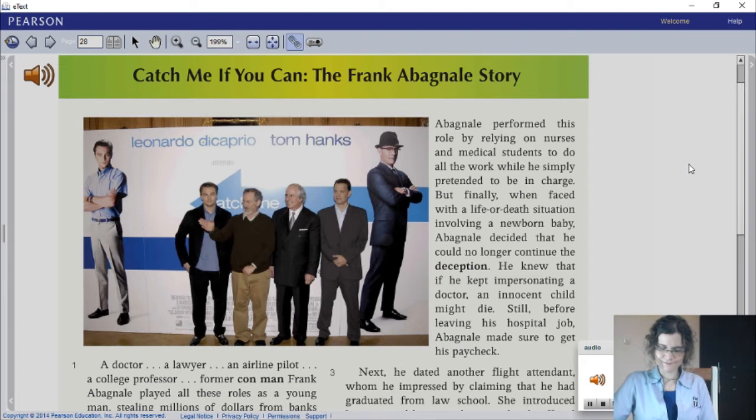Next, he dated another flight attendant, whom he impressed by claiming that he had graduated from law school. She introduced him to a real lawyer, who immediately offered him a position as a state attorney. Abagnale accepted the offer, but he needed to create a fake transcript from Harvard Law School. He also needed to pass the state law exam.